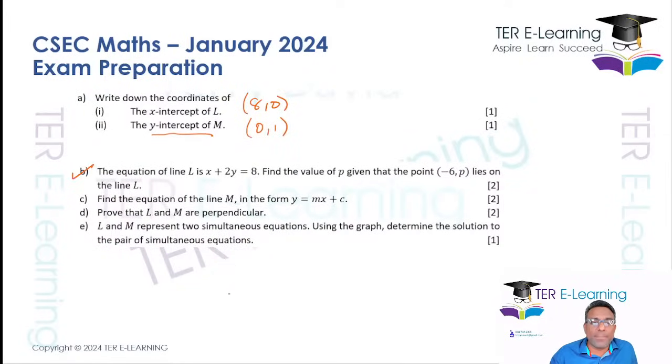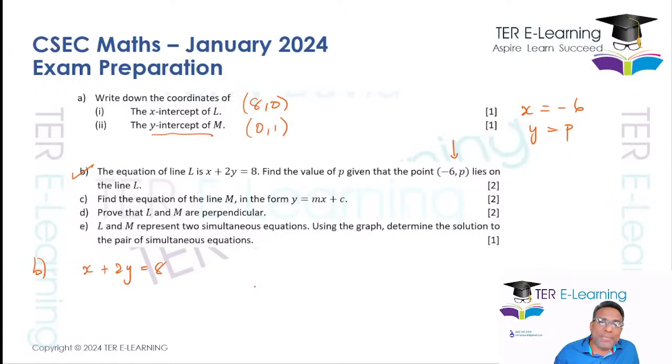Now part B. The equation of the line L. They gave us the equation of line L. Find the value of p given that the point P lies on that line. The equation is given by x plus 2y is equal to 8, and this point here lies on that line. So that's a coordinate they're giving us here. What they're telling us is that x is equal to -6 and y is equal to p.